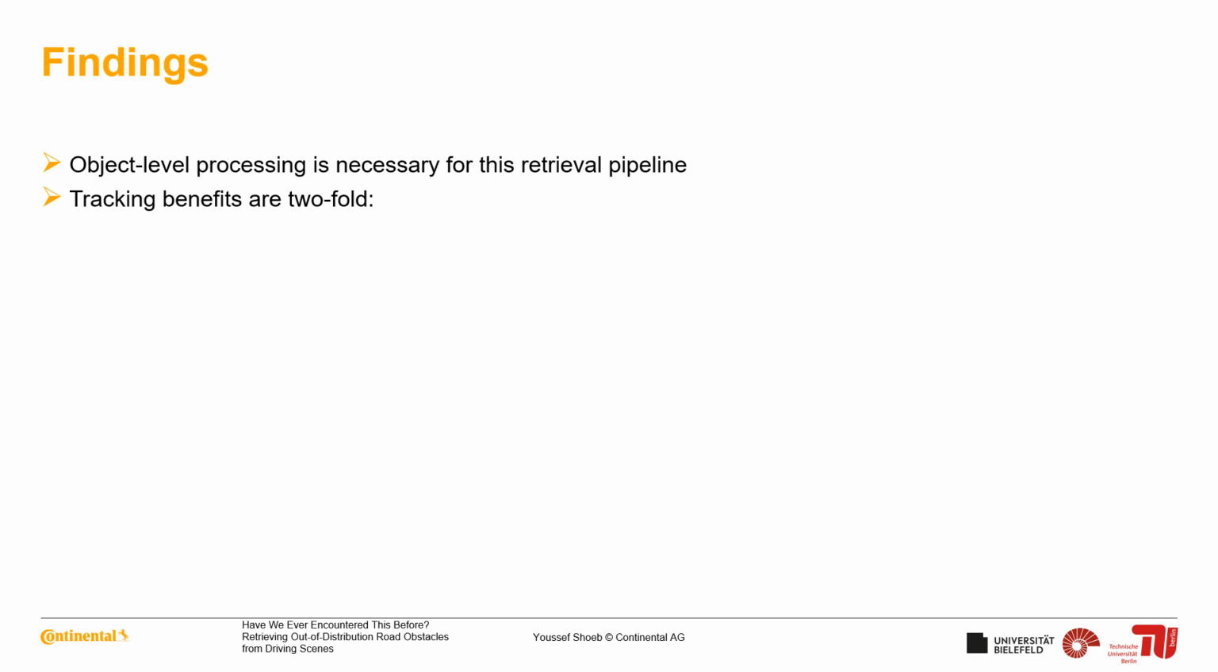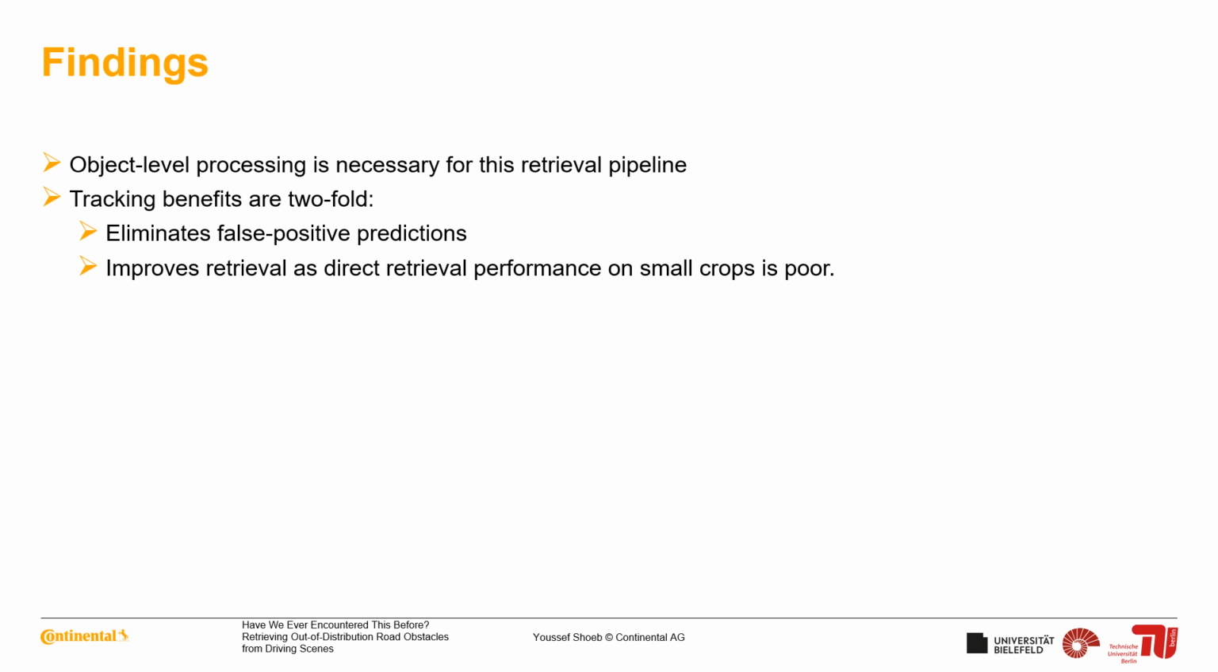We also found out that tracking has two benefits. The first benefit is it can be used to eliminate some of the false positive detections, because you can basically put a limit on how long an object needs to stay in the frame for it to actually be an OOD obstacle and not just be a one-time false positive. And the second thing is we found out that it actually helps the retrieval pipeline, since it's usually a lot harder to retrieve small crops than to retrieve bigger objects. So the tracking helps us create a connection between the small object and the big object and allows us to have an easier retrieval pipeline.